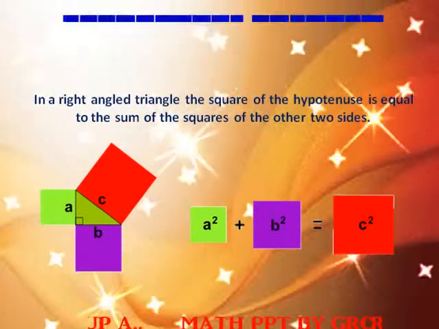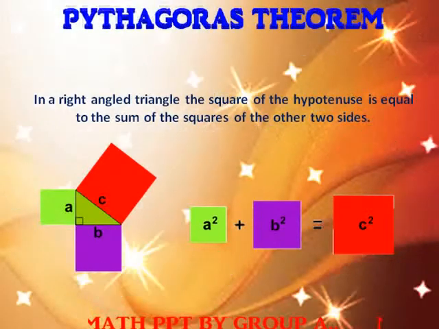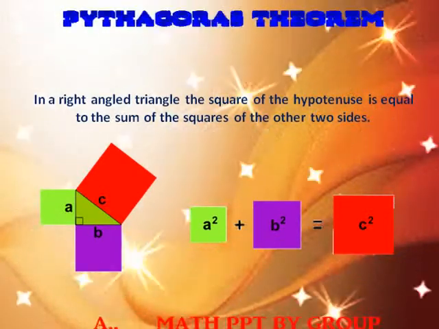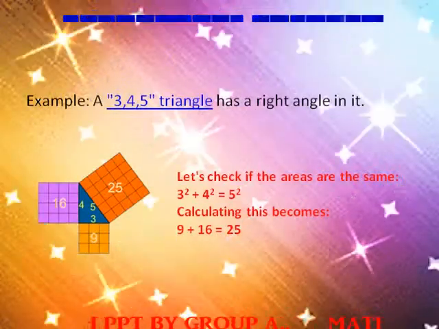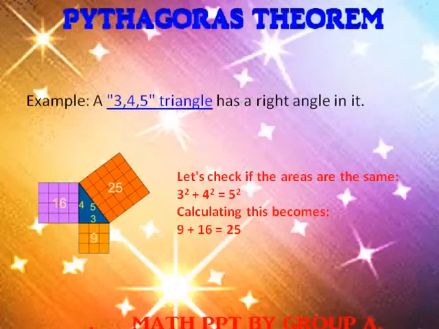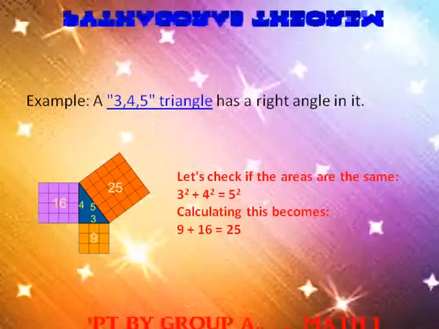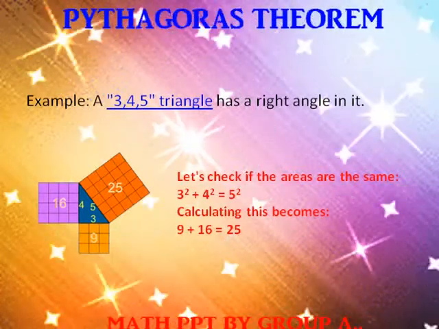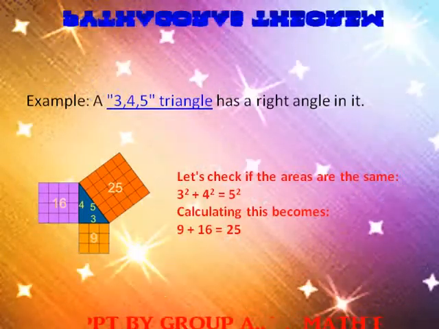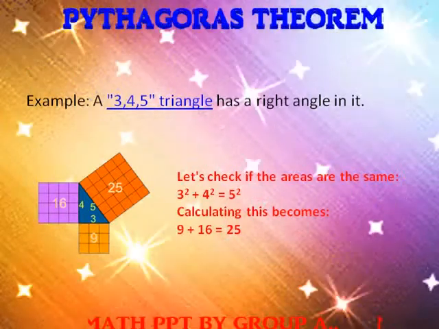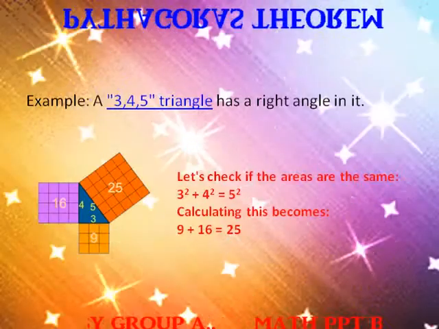Pythagoras Theorem. In a right-angled triangle, the square of the hypotenuse is equal to the sum of the squares of the other two sides. Example: a 3, 4, 5 triangle has a right angle in it. Let's check if the areas are the same: 3 squared plus 4 squared equals 5 squared. Calculating this becomes 9 plus 16 equals 25.